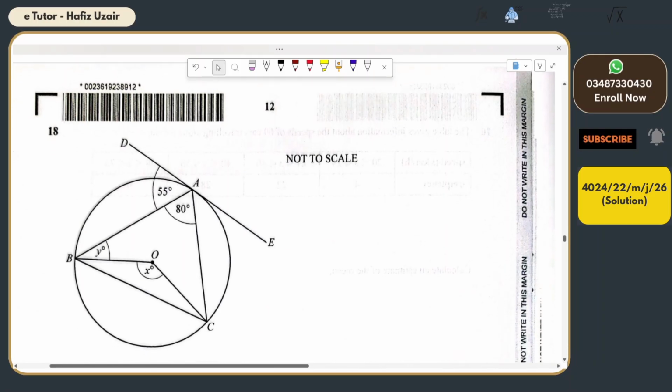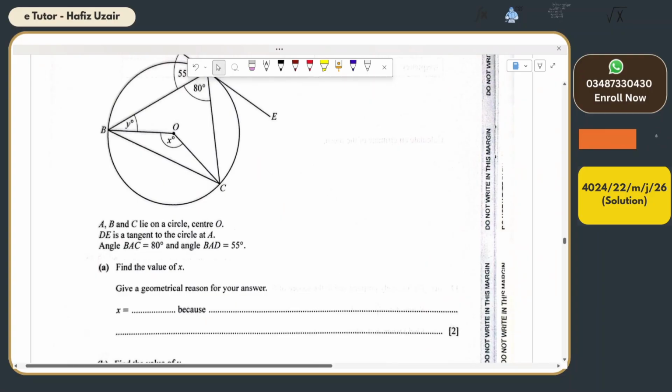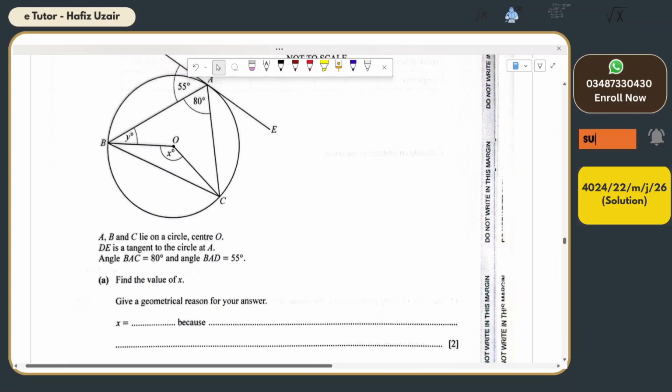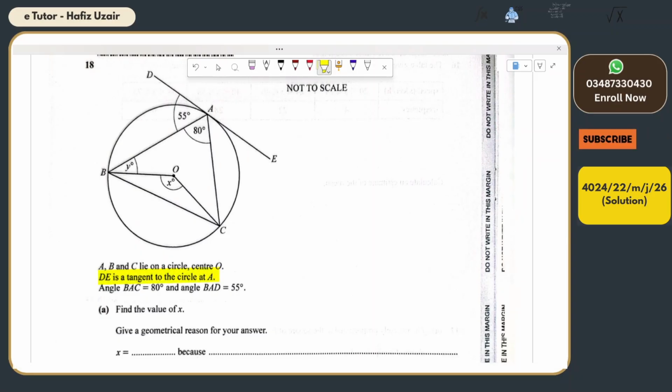So let's move to question number 18. Question number 18 says A, B, and C lie on circle center O. DE is tangent to the circle at A, and these are the given angles. You need to find out the value of x. You can simply check that these angles form at the circumference, and the angle at the center, and these angles are forming from the same chord.